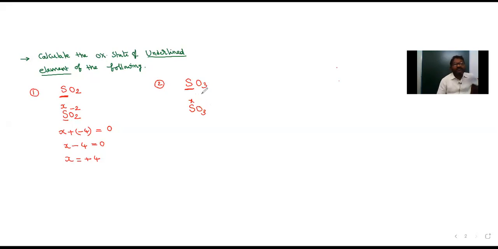What about oxygen? Normally the oxidation state of oxygen is -2. In a compound, the sum of the oxidation states is equal to 0. 1 sulfur, 1 into X, X, plus 3 oxygen atoms, 3 into -2, -6, is equal to 0. Therefore, X is equal to +6. Oxidation state of sulfur is +6.